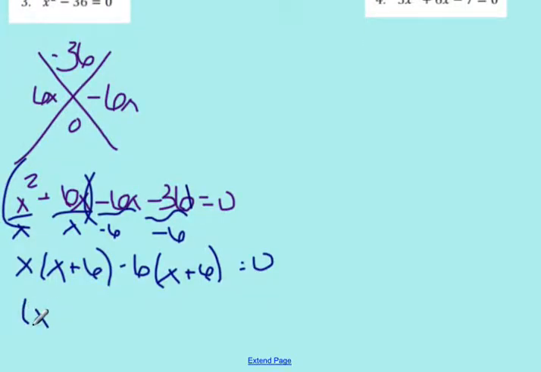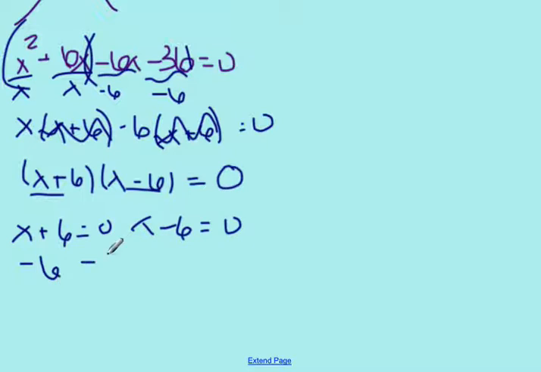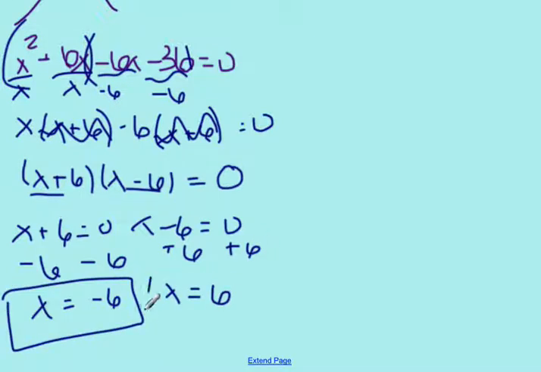So I'm going to go ahead and factor out the x plus 6. Once I take that out, I write what's left after that, which is x minus 6, and that's going to be equal to 0. Since these two factors are set equal to 0, to solve for x, I can take each factor and set them equal to 0. Here, subtract 6 from both sides, and I get x is equal to negative 6. Here, add 6 to both sides, and I get that x is equal to 6. So my two answers for this one are x is equal to negative 6 and x is equal to 6.